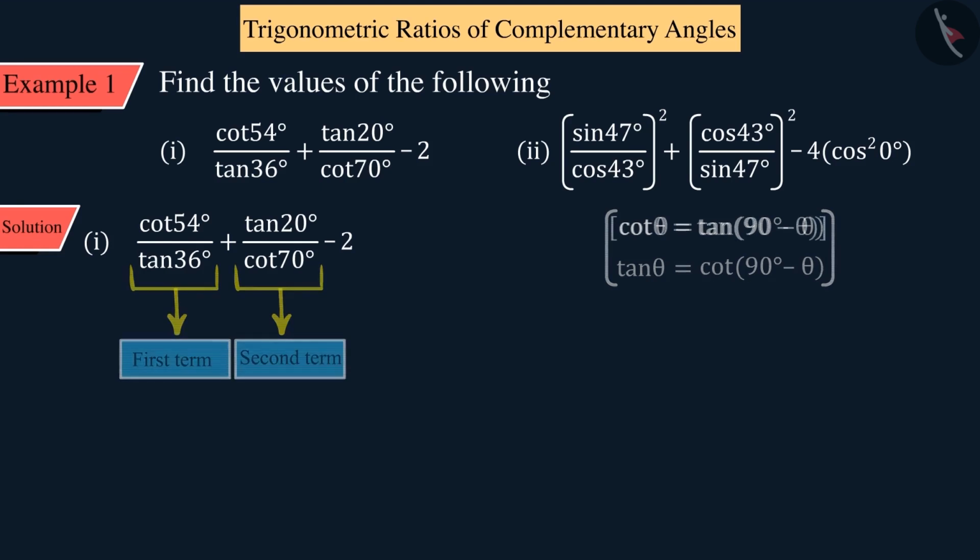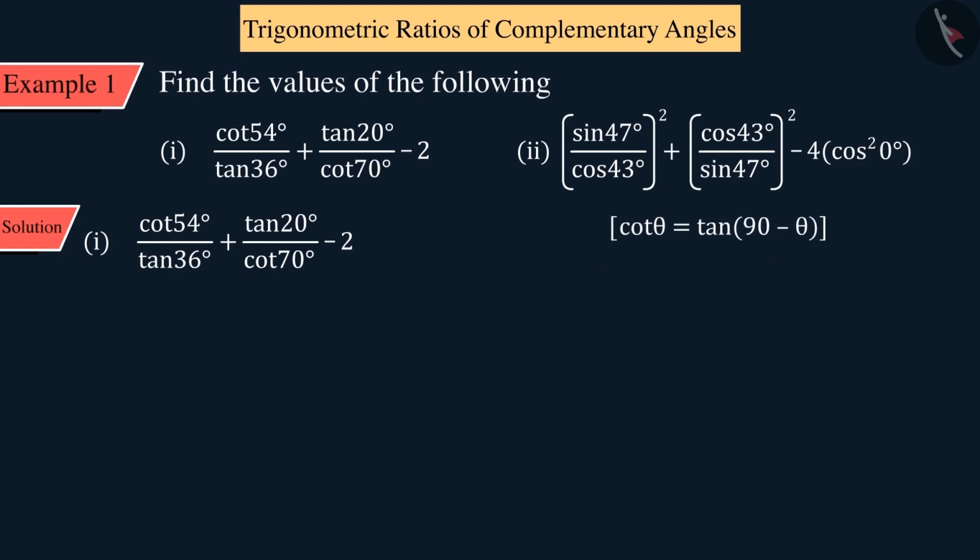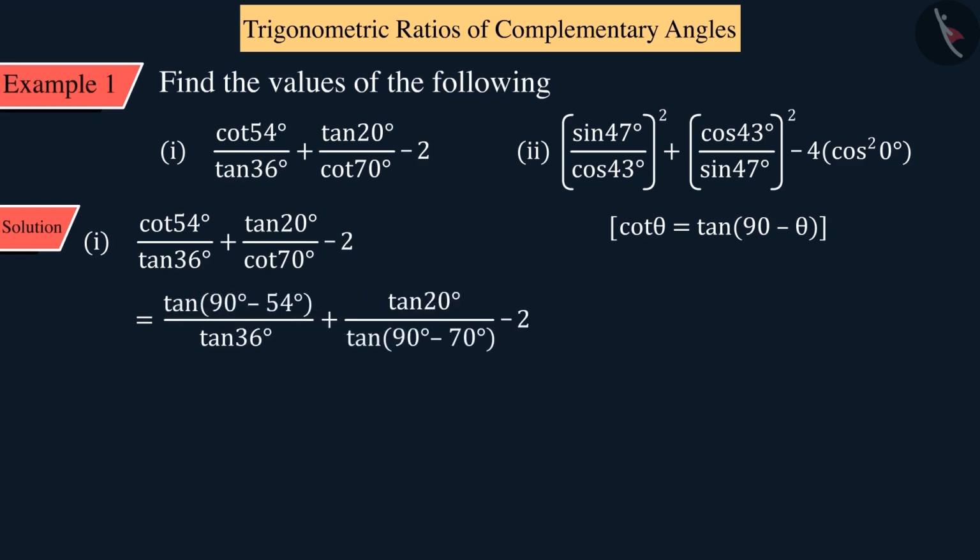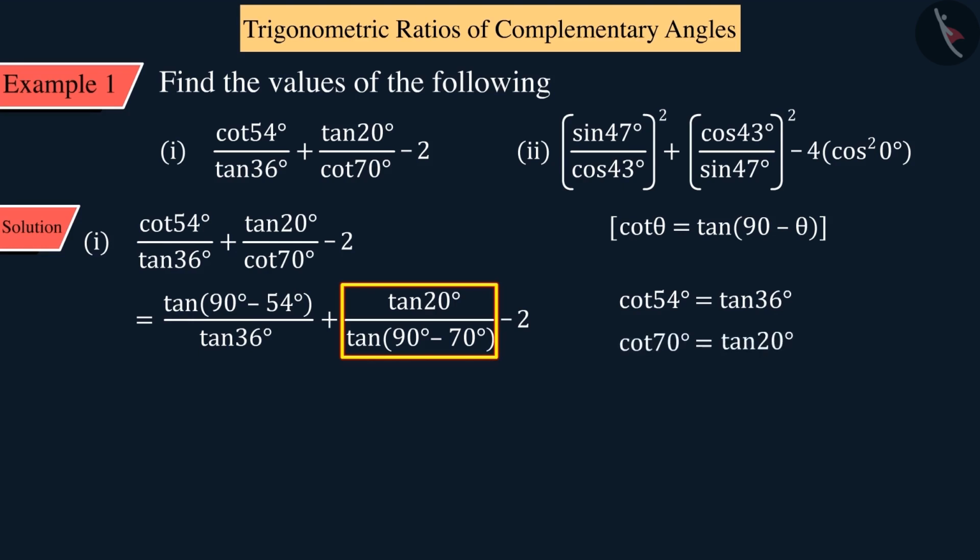Here, we change cot theta to tan(90 minus theta) as per our convenience. So, the first term of the expression, cot 54 degrees, is written as tan(90 degrees minus 54 degrees), which gives us cot 54 equal to tan 36 degrees. And similarly, in the second term, cot 70 degrees equals tan 20 degrees.